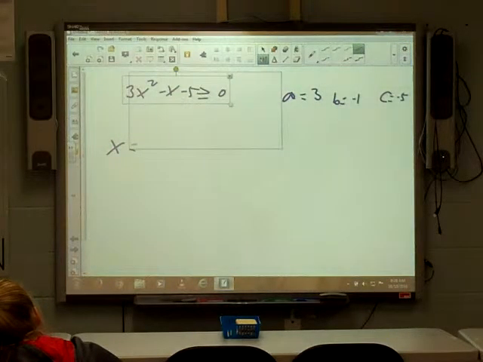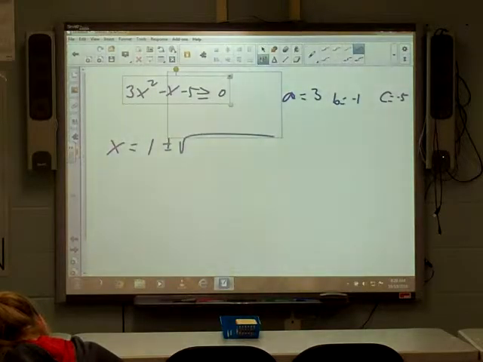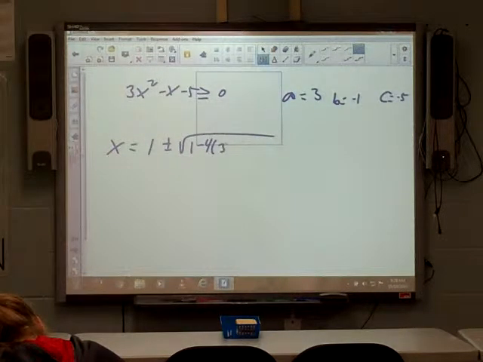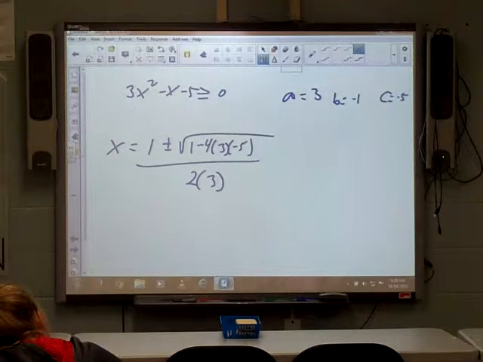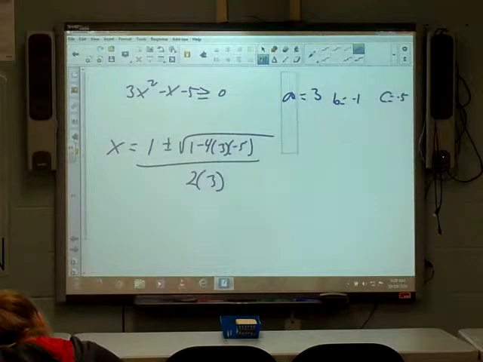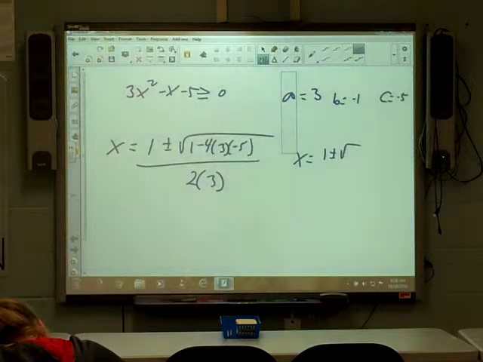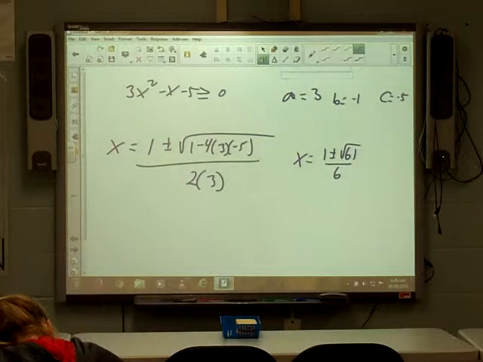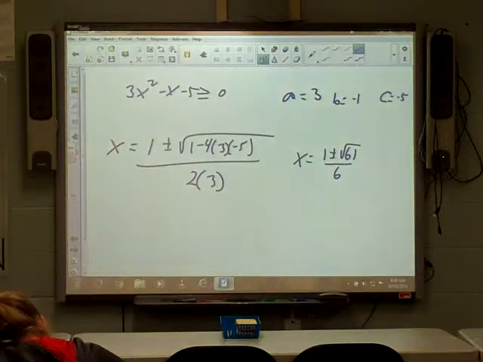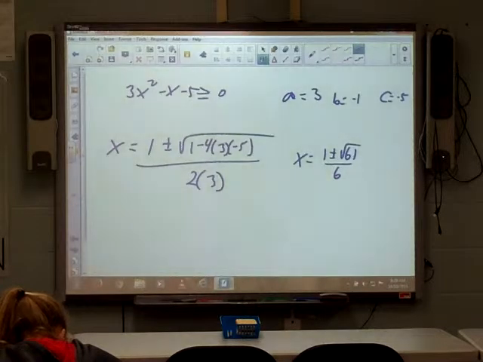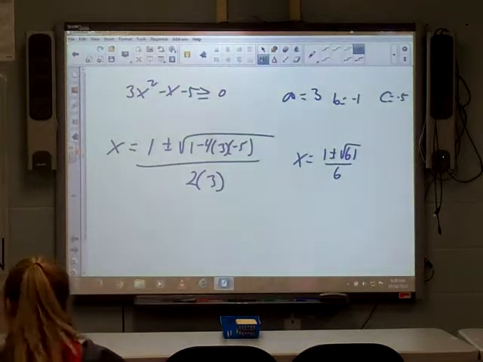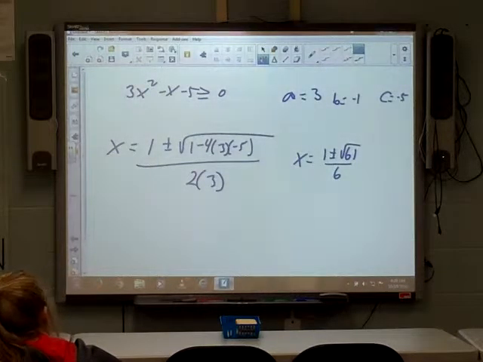x equals negative b plus or minus the square root of b squared minus 4ac, all over 2a. So that'd be 1 plus 60, which is 61. So x would equal 1 plus or minus the square root of 61, over 6. Alright, so what's the square root of 61? It's not a perfect square, and there's not even a perfect square that goes into 61, so you can't break that down at all.